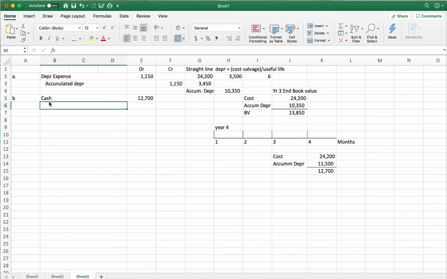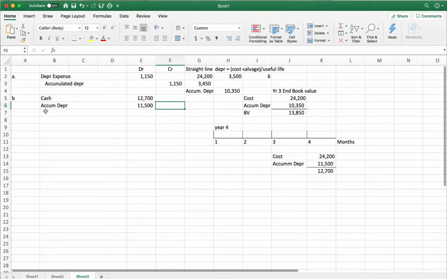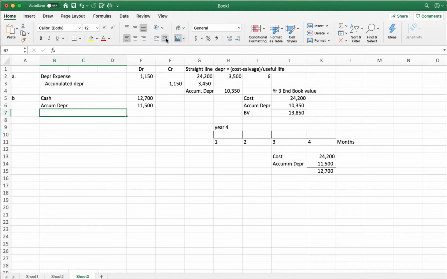What else do I need to get off the books? Well, I need to get this asset off the books and everything that's associated with this asset, meaning accumulated depreciation. Accumulated depreciation, a contra asset account, increases with a credit. To get rid of it, I have to debit accumulated depreciation, and I'm going to debit it for the $11,500. Okay? Now I need to get the asset off the books.